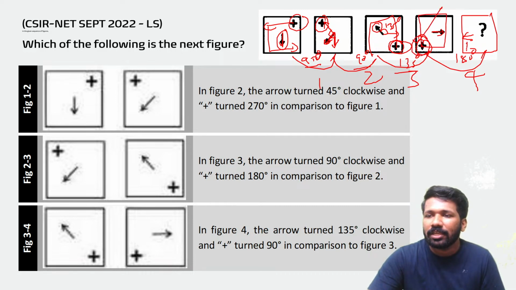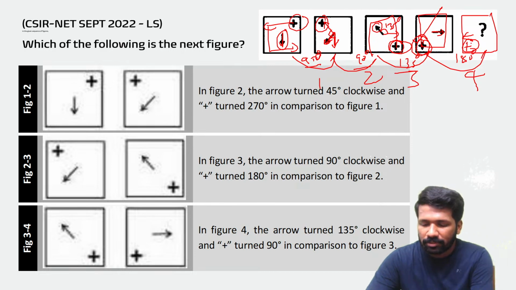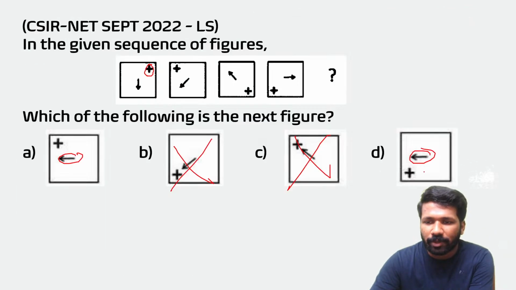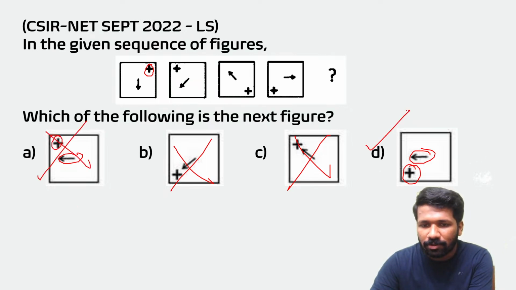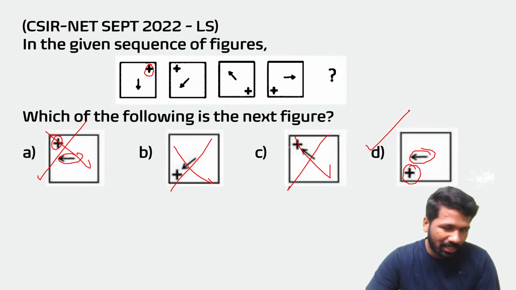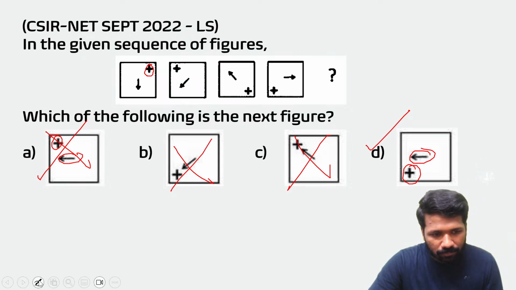All of you are understanding why it should be here. So the only option satisfying this is option D, because in option A, the plus symbol is somewhere else. So option D only is the correct answer. How many of you understood this?